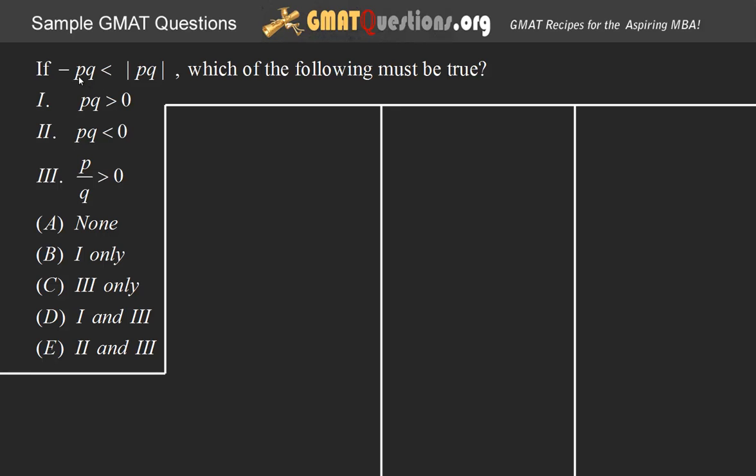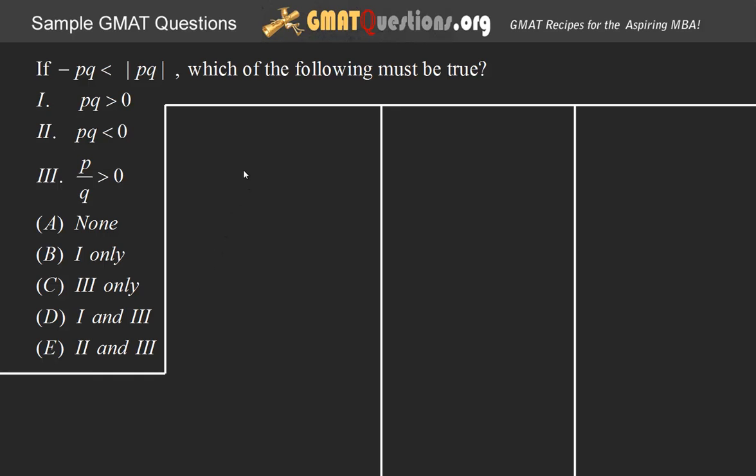If negative PQ is less than the absolute value of PQ, which of the following must be true? Obviously, PQ here is P times Q. It's the product of P and Q. So it's a Roman numeral question, and we have the different options here: PQ greater than 0 for number 1, number 2, and so on. Okay, the real answer choices are here: A, B, C, D, E.